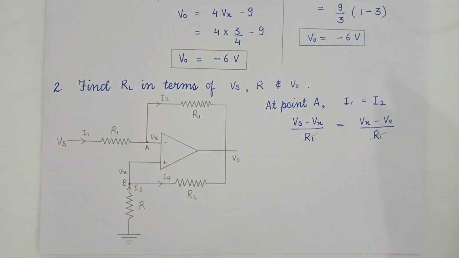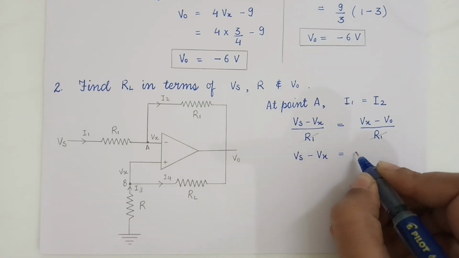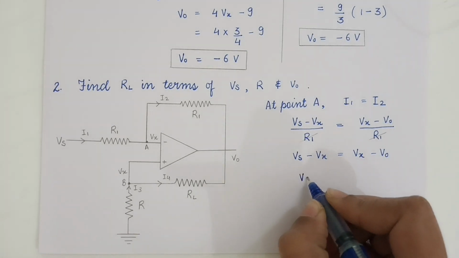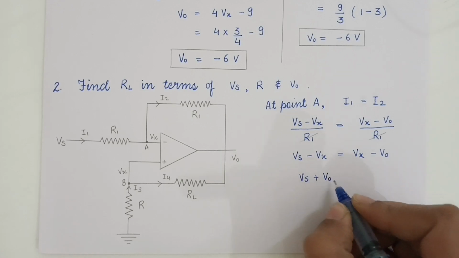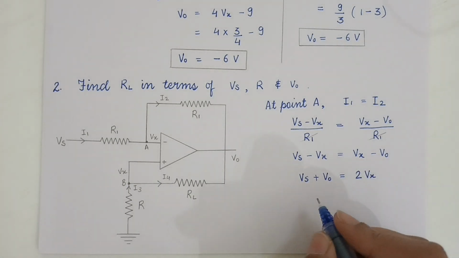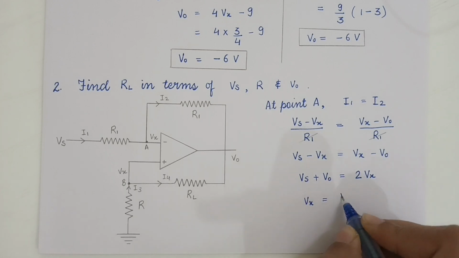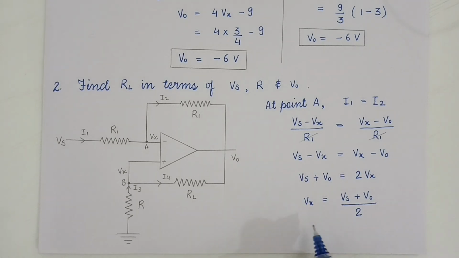So cancelling them, we will get Vs minus Vx is equal to Vx minus V0. Further solving them, taking V0 to the left hand side, Vs plus V0 is equal to 2 of Vx. Now writing it in terms of Vx. So Vx is equal to Vs plus V0 divided by 2. So here we get the value of Vx, that is Vs plus V0 divided by 2. Now let's solve for point B.